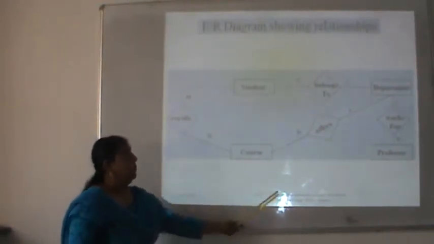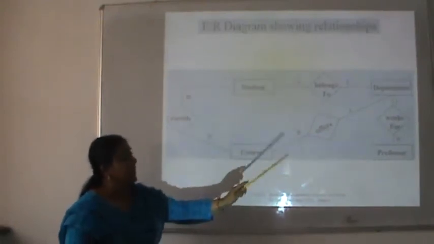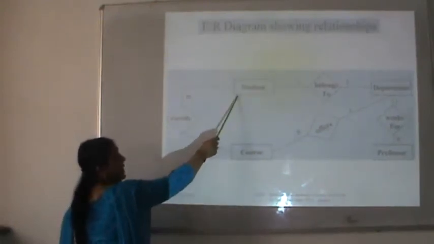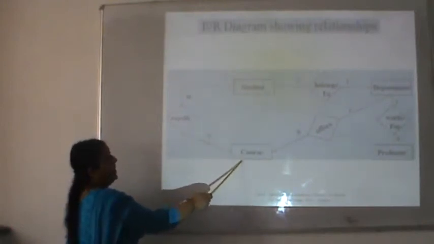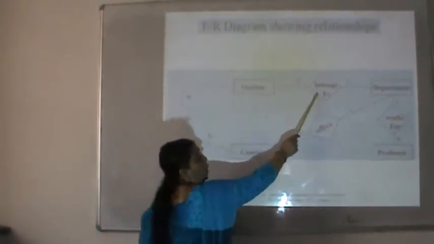So this is the complete ER diagram consisting of all four entities and the relationships that exist between different entities. So the relationship enrolls exists between student and course. Student belongs to department. Department offers courses, and professors work for departments.